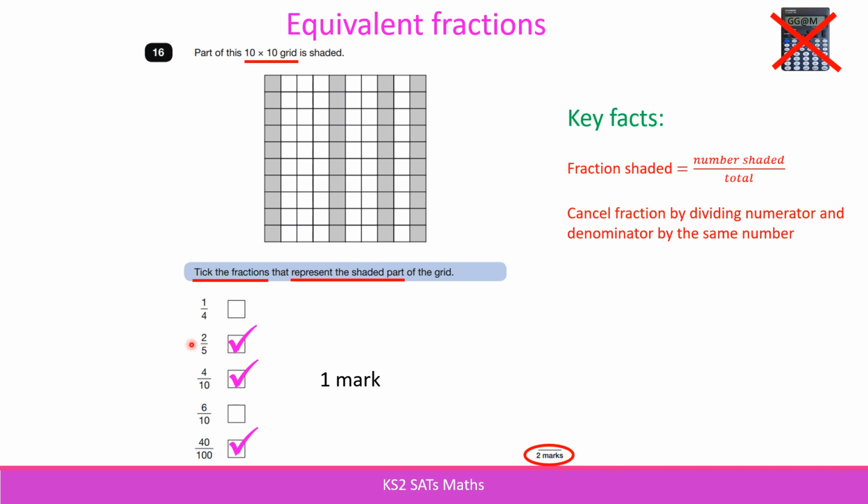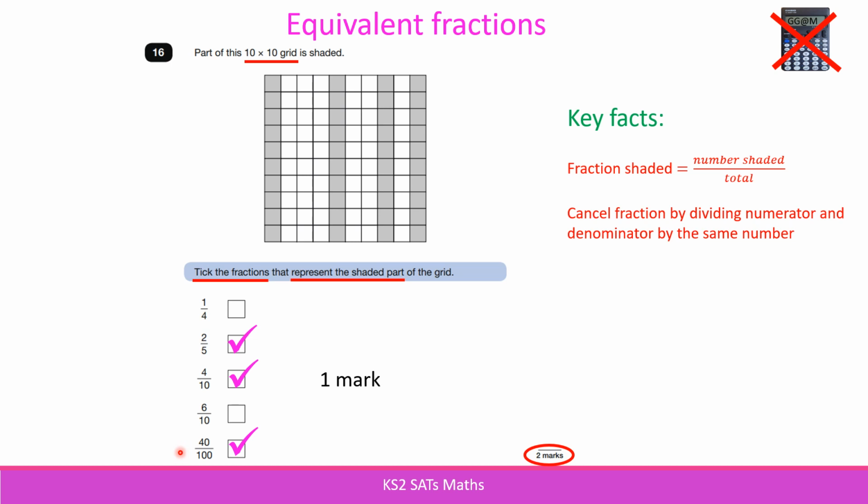Now 2 over 5 cannot cancel down, so you cannot halve 2 to get 1 and halve 5 to get 2.5. That doesn't work, so you've got to do exactly the same to both, and you can't have a decimal in here, so 2 over 5 is as low as this fraction goes. So 1/4 is not the same as 2/5. And 6 over 10 can't be the same as 4 over 10 because that means for every 4 that is coloured here out of 10, but this is saying every 6 out of 10 is coloured, so these two are totally different. So you've got to identify which ones of these are correct.